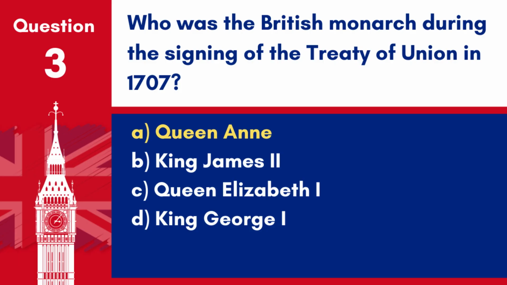Answer A. Queen Anne. Queen Anne was the monarch during the signing of the Treaty of Union in 1707, which unified England and Scotland into the Kingdom of Great Britain.